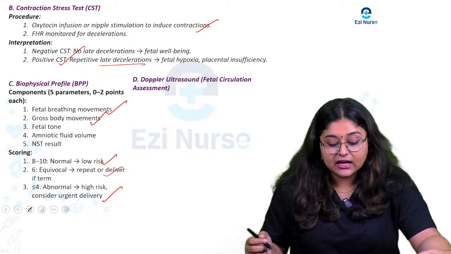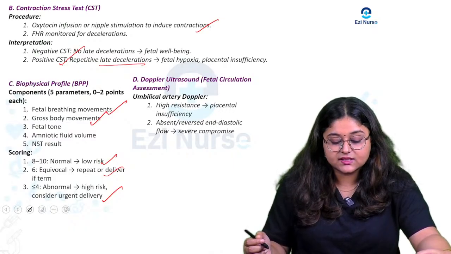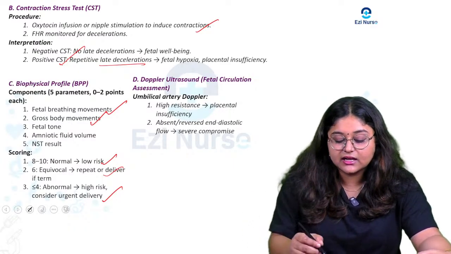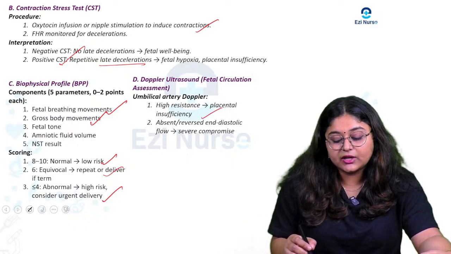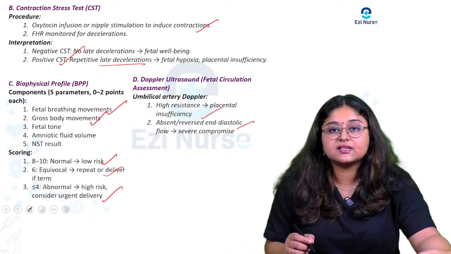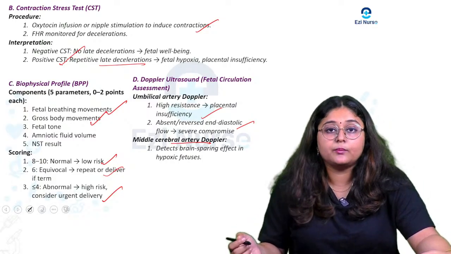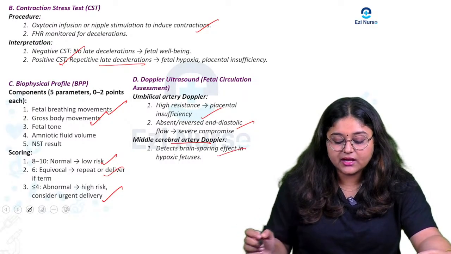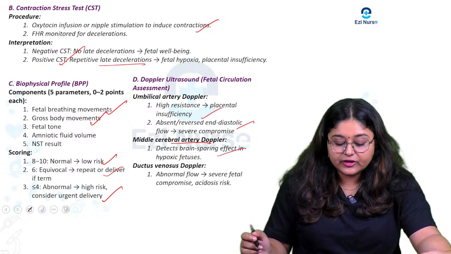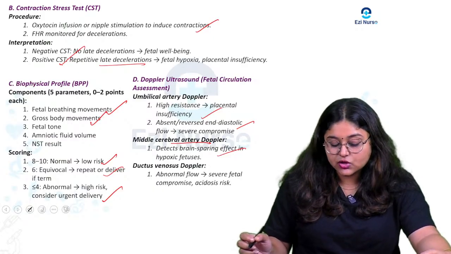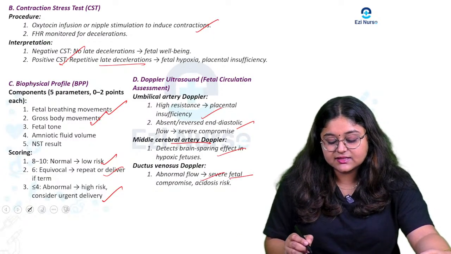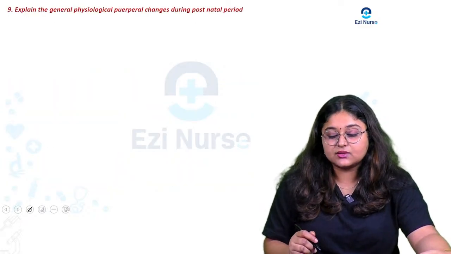Next is Doppler ultrasound for fetal circulation assessment. So high resistance means placental insufficiency; absent or reversed end diastolic flow means severe compromise. Next is the middle cerebral artery Doppler, which mainly detects the brain sparing effect in hypoxic fetuses. Next is the ductus venosus Doppler; abnormal flow indicates severe fetal compromise and acidosis risk.